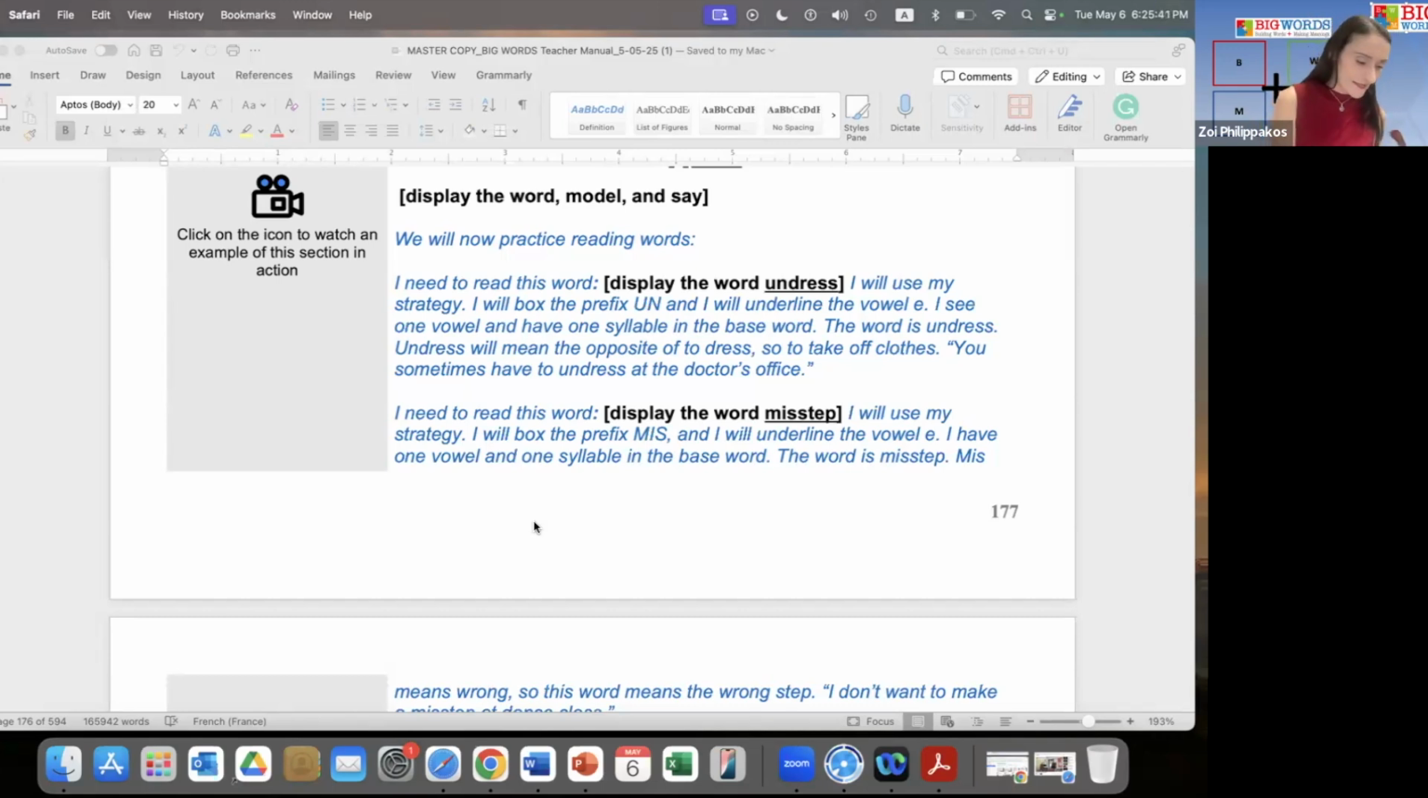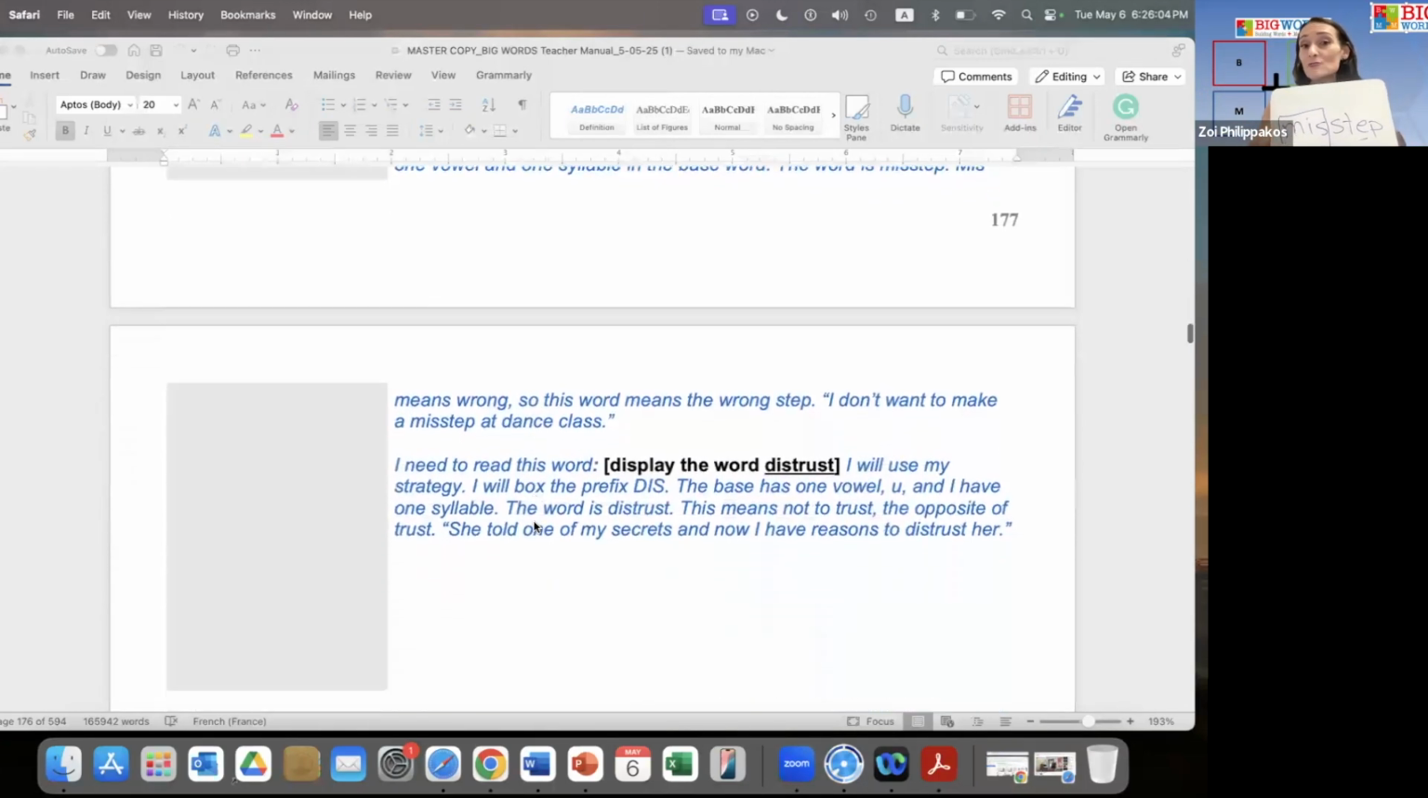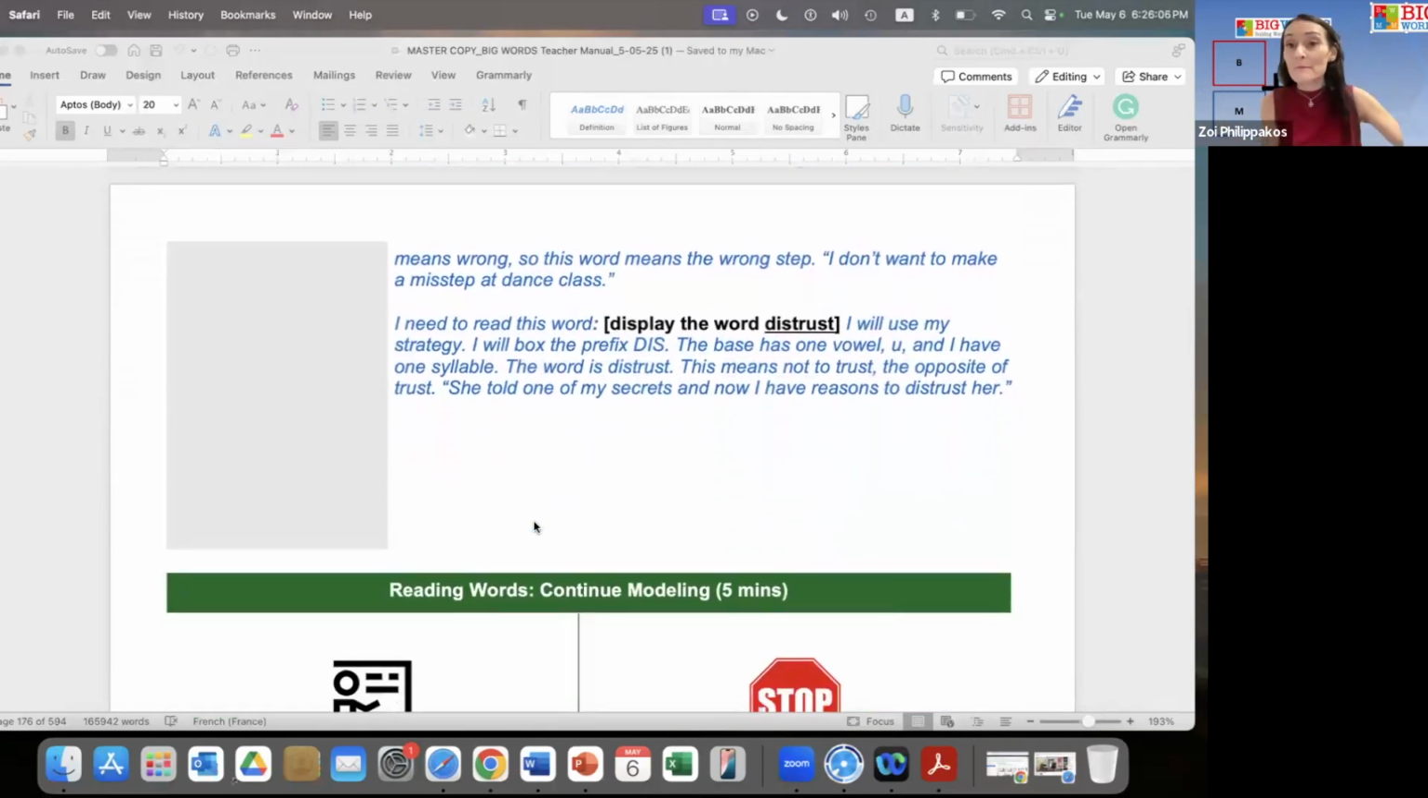I will try another word. This word is... I will use my strategy. I will box the prefix mis and I will underline the vowel E. I have one vowel, one syllable in the base word. The word is misstep. Mis means wrong, so this word means the wrong step. I don't want to make a misstep at dance class.